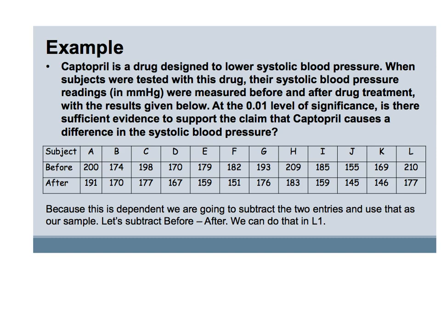So in your calculator, stat edit, and then type in 200 minus 191. So that you're taking the before for subject A and subtracting the after. And you want to do that for each one. So the next one would be 174 minus 170. And then 198 minus 177, and so on and so forth. So go ahead and do that for each one of those. So you're subtracting and creating one list in L1.